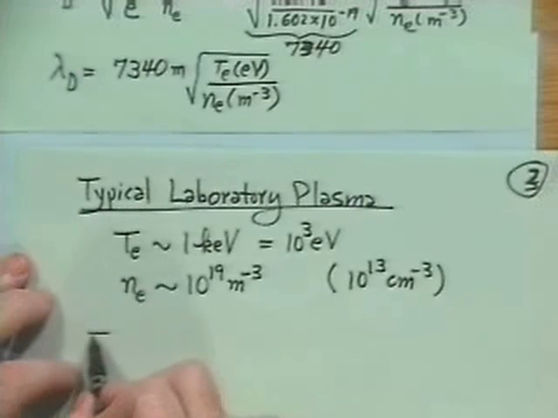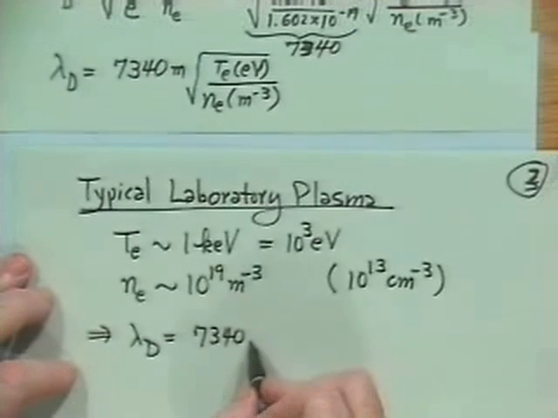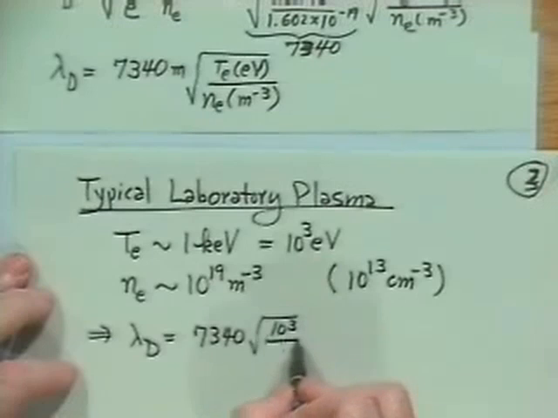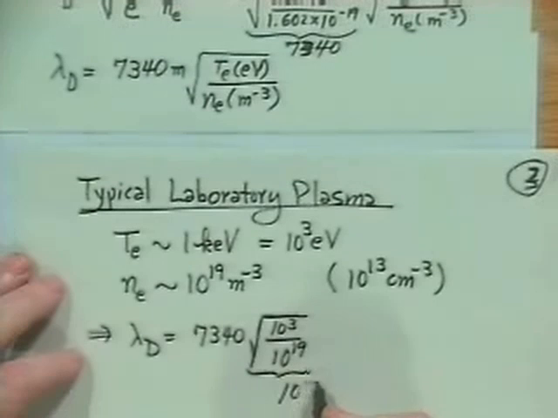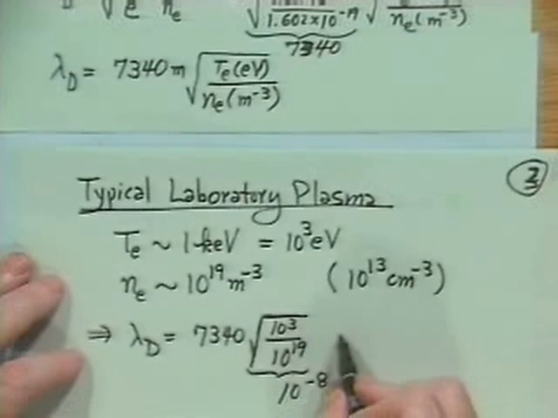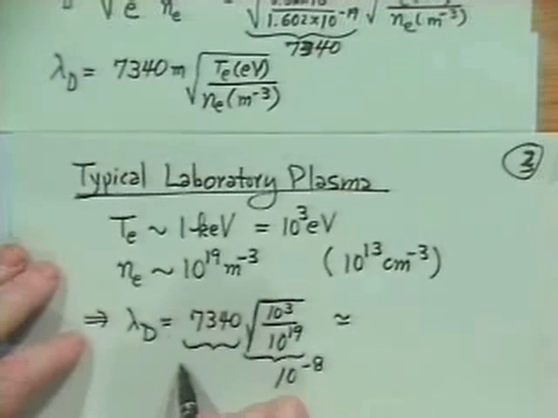Well, this will give us a Debye length of 7,340 times the square root of 10 to the 3 divided by 10 to the 19th. And you'll see I've carefully chosen things so I don't have to do any real arithmetic. So this is 10 to the minus 16th, and then I take the square root of it, and that becomes 10 to the minus 8th. And now you'll also find that in plasma physics we love to approximate things. And so this is obviously about 10 to the 4th, right?